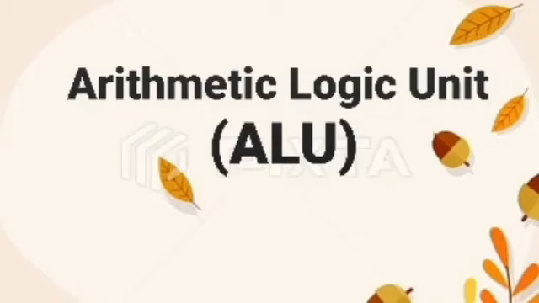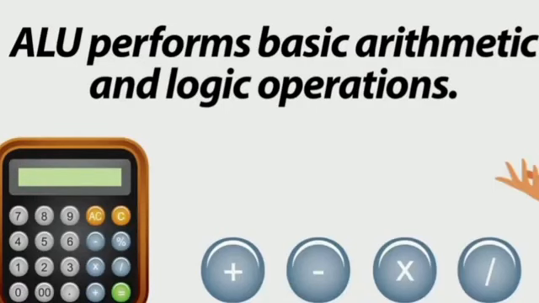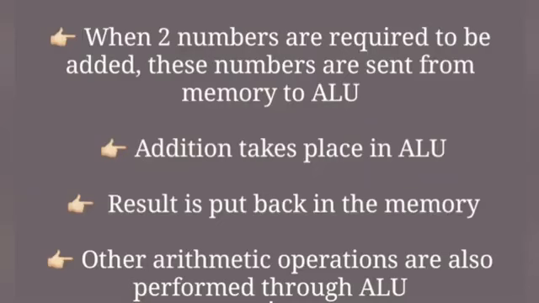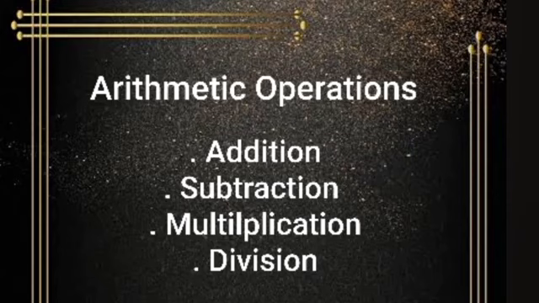Let's see what is this arithmetic logic unit, ALU. ALU performs arithmetic and logic operations. When two numbers are required to be added, these numbers are sent from memory to ALU. Addition takes place in this ALU and the result is put back in the memory. In the same way, other arithmetic operations are performed through ALU. Let me repeat. Addition, subtraction, multiplication and division are the arithmetic operations.